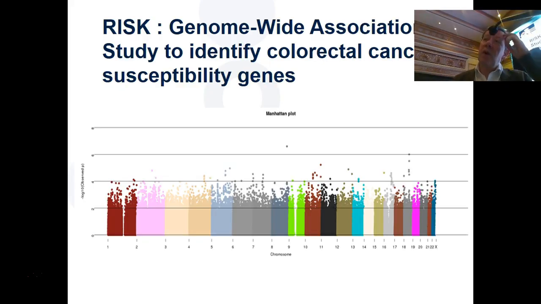Final few slides are on risk and susceptibility. We have a national colorectal cancer screening program in the UK, which is based on fecal occult blood testing, and it saves thousands of lives.